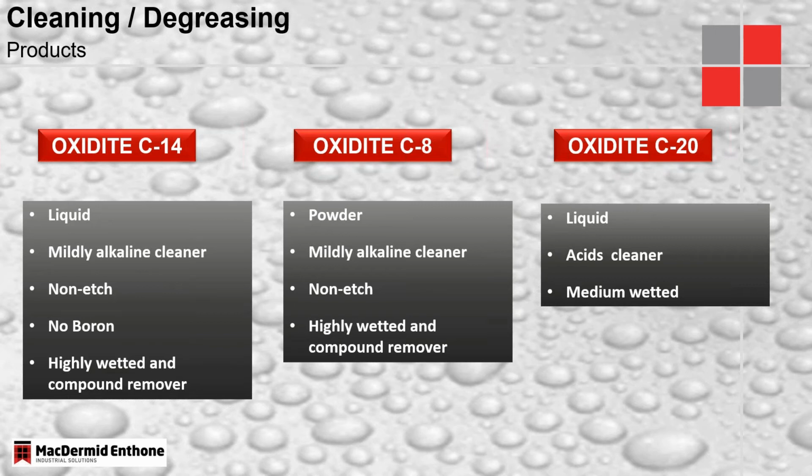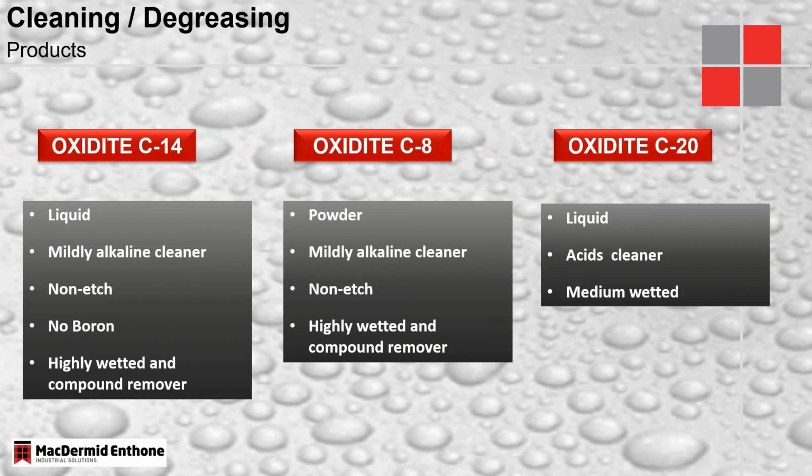If we look at the products available from MacDermid Enthone here, we have our go-to products. There are many other products available, but these are really the ones we would use as a first port of call here, and our go-to product. C14 as a liquid cleaner, mildly alkaline. There's no EDTA, there's no boron, so from an environmental perspective, very suitable as well. Obviously, no silicate. It's very highly wetted, and it's a very, very effective cleaner.